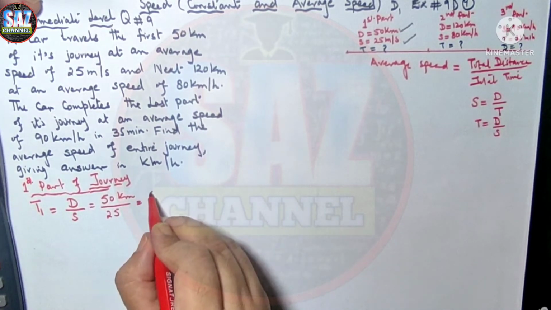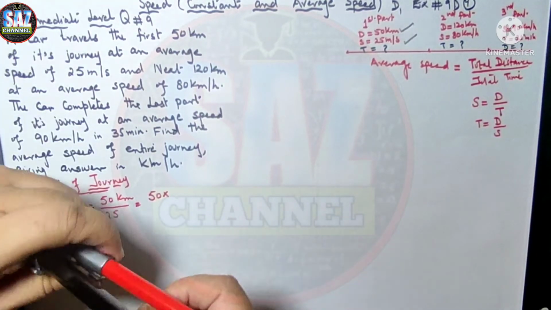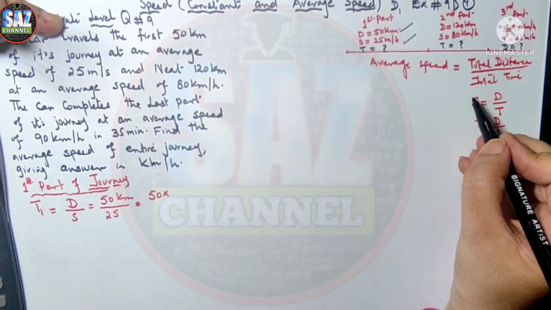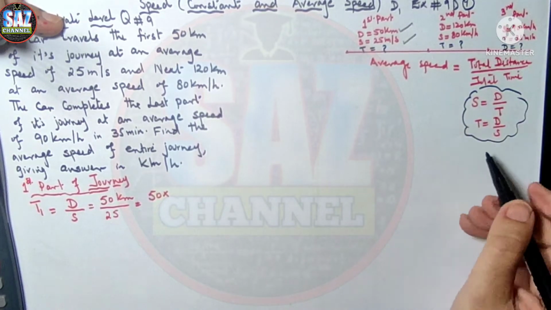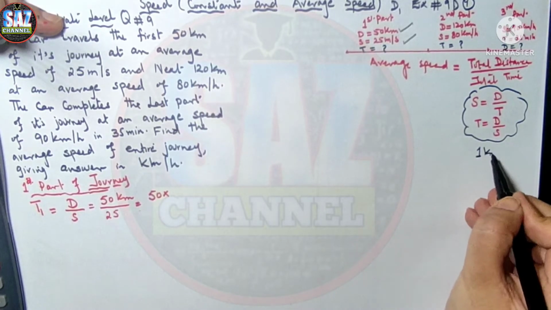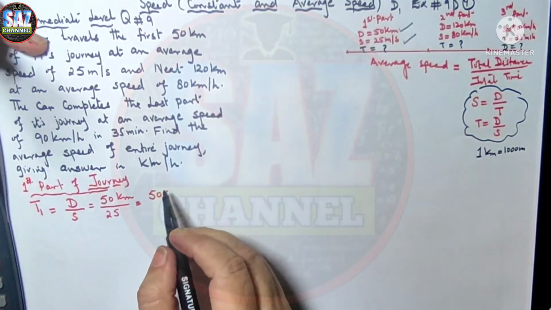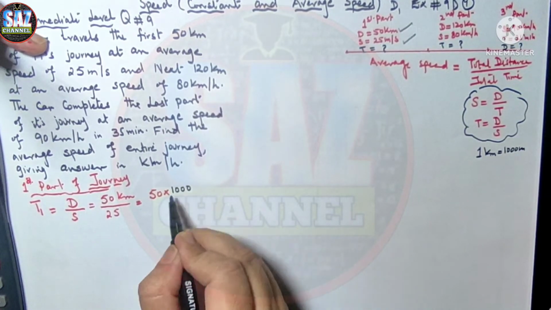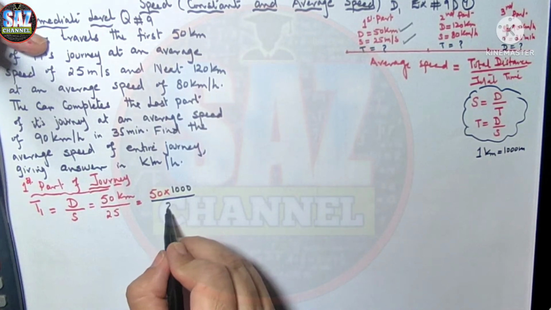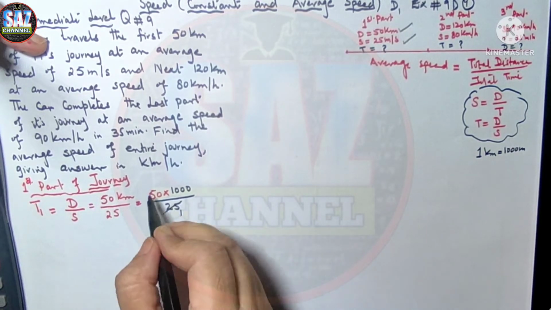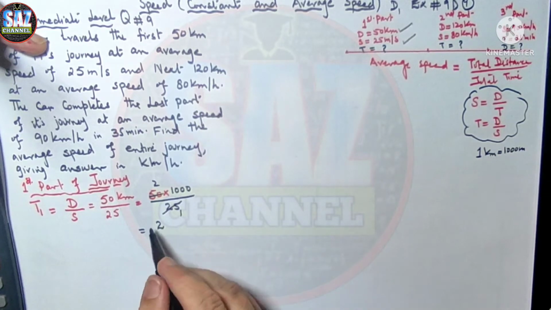So this 50 has to be converted into meters, because 1 kilometer has how many meters? 1 kilometer has 1000 meters. I'm writing the conversion rule as well. From big to small, 1 kilometer equals 1000 meters. So I'm going to multiply this 50 by 1000 and divide it by 25. This is giving me 2000 seconds.